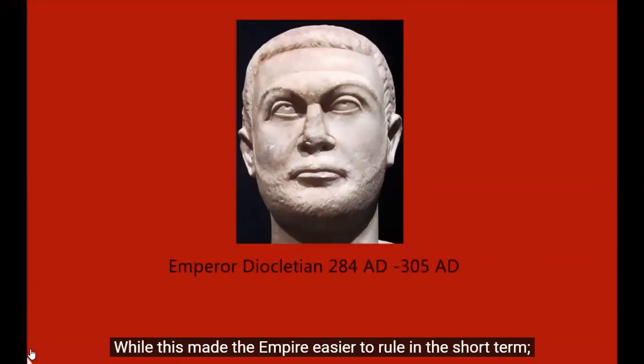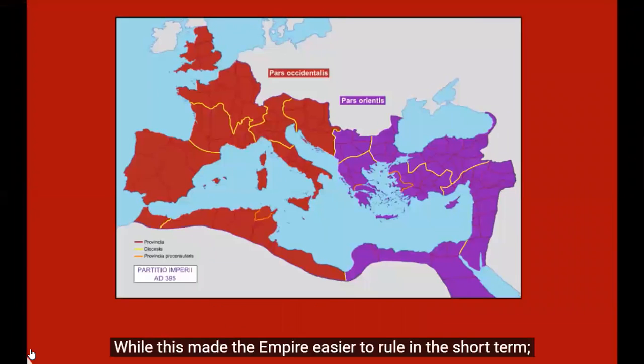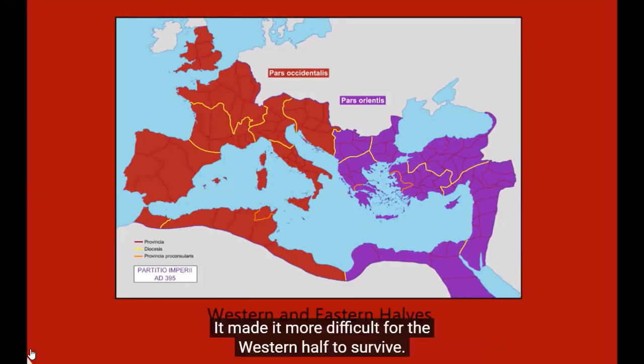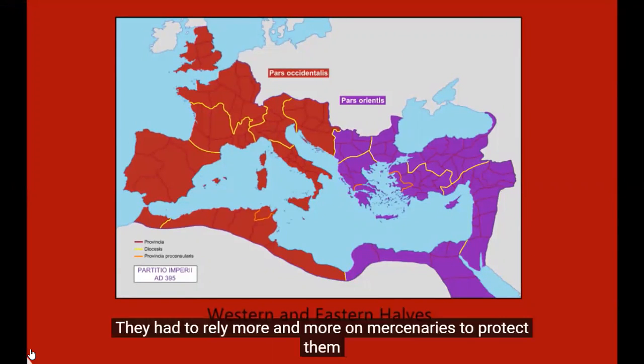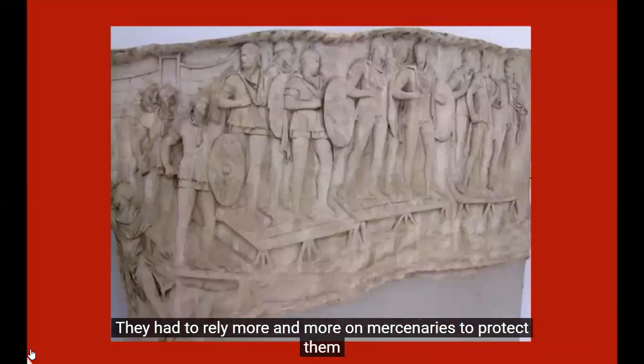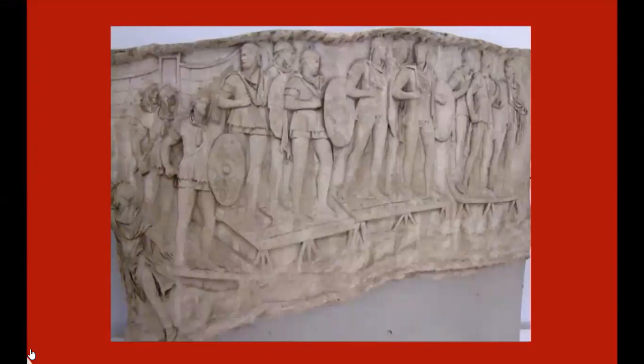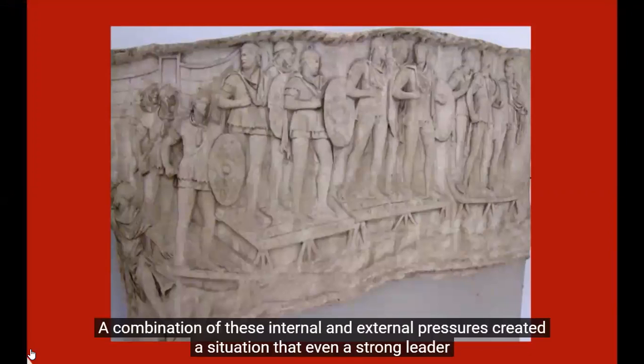While this made the empire easier to rule in the short term, in the long term, the 2 halves drifted apart. It made it more difficult for the western half to survive. They had to rely more and more on mercenaries to protect them, and these mercenaries had little to no loyalty to Rome. They only cared about getting paid. A combination of these internal and external pressures created a situation that even a strong leader would have had trouble dealing with, let alone corrupt and sometimes crazy emperors.